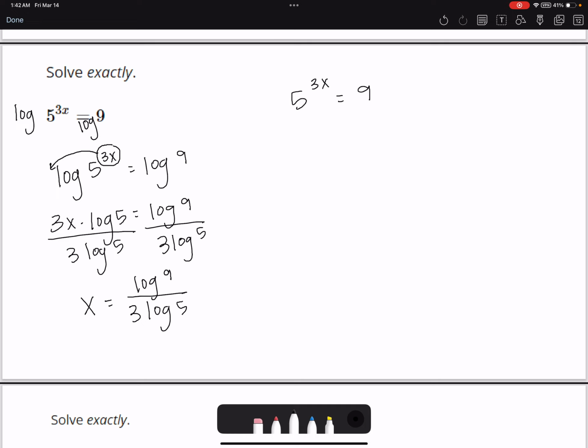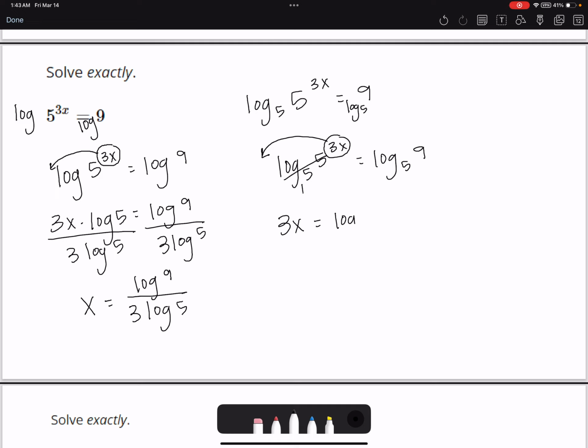is you could do log base 5 on both sides. So if we have log base 5 of 5 to the 3x equals log base 5 of 9, then this would come down in front. You'd have 3x, and then log base 5 of 5, that just simplifies to 1. And then we could divide by 3 on both sides. So we could say log base 5 of 9 over 3.